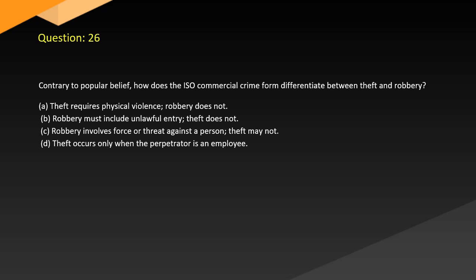Question 26. Contrary to popular belief, how does the ISO commercial crime form differentiate between theft and robbery? A. Theft requires physical violence. A robbery does not. B. Robbery must include unlawful entry. A theft does not. C. Robbery involves force or threat against a person. A theft may not. D. Theft occurs only when the perpetrator is an employee.